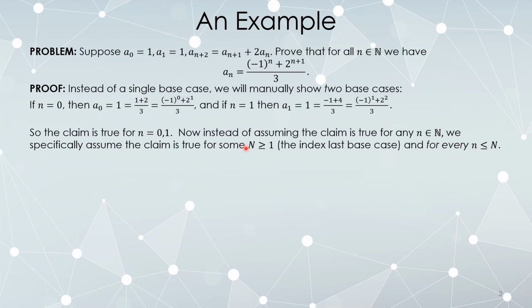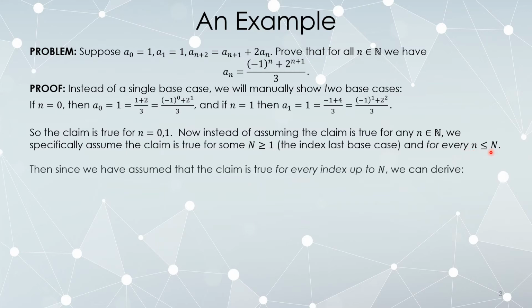Now, we're not actually assuming capital N is 1. We're not actually assuming it's anything in particular. We're just assuming it's some number at least as large as the last index of all the base cases, and then assuming the claim is true for every index up to that point.